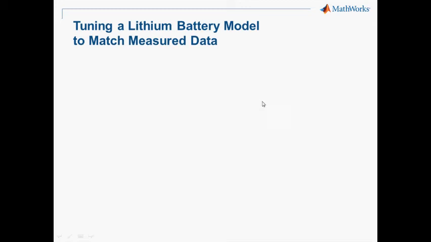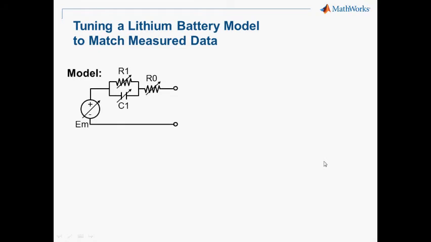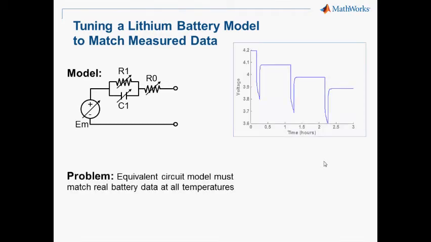In this video, we will tune the parameters of a lithium battery cell model using Simulink design optimization. A common model structure to approximate the performance of a chemical battery is an equivalent circuit, which typically includes an open circuit voltage such as this EM, series resistance R0, and one or more parallel RC branches. The problem is that we want this model to match measured data for a particular battery cell with very high fidelity at all operating conditions, which is needed for designing controls.